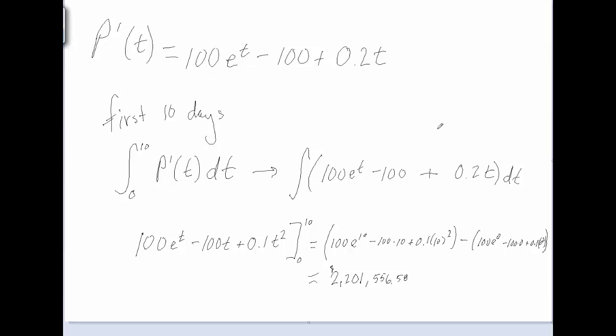Now, to find the average, what we're going to do is simply divide by the 10 days. So the average for the 10 days is going to be 220,155.66, rounding it, per day. That's the profit. So the total profit was this, which we found using the integral. The average is that value right here, divided by the time frame.